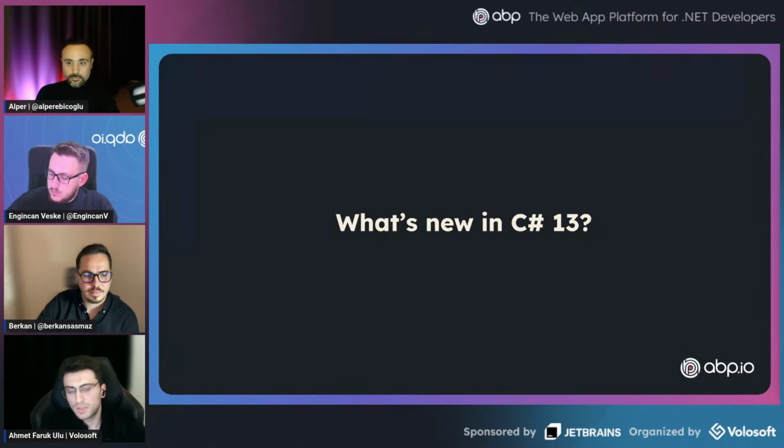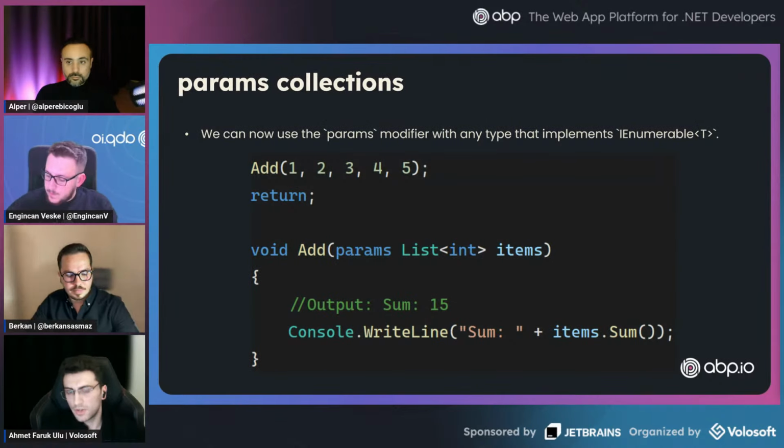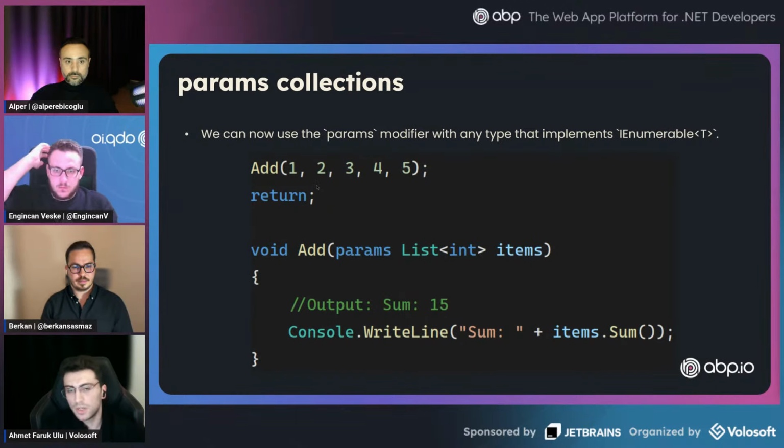The other topic is what's new in C# 13. Params collection, it's a really great feature. Before .NET 9, we used params only with arrays. However, with the new version of .NET, we can use params with any enumerable collections. For instance, in this example, we are using a list as params, but we don't create any additional list in here. We can just use the ordinary params syntactic sugar.